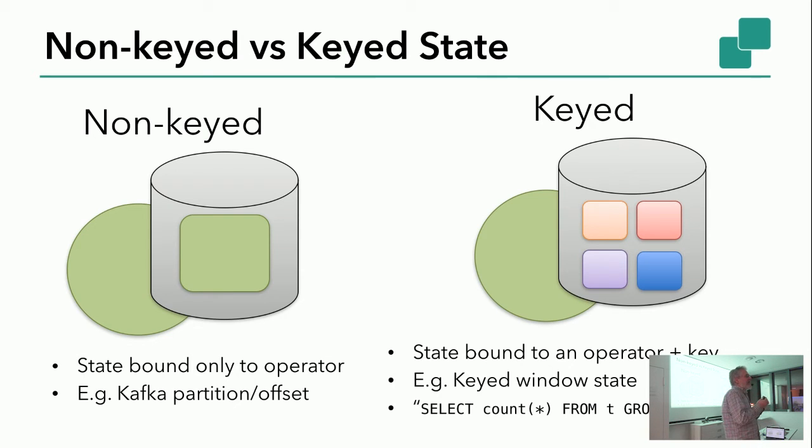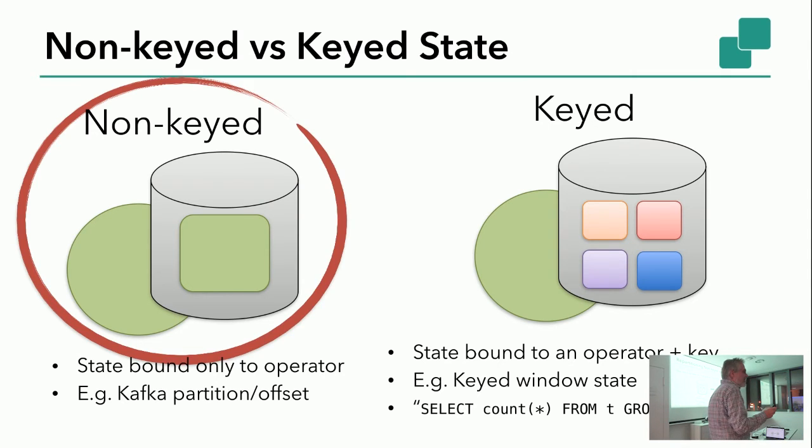Non-keyed state, a good example of that would be maybe the Kafka source implementation. What a source has to do is keep track of the offset. So in the case of Kafka, you've got a partition-offset pair, and that's what needs to be saved and restored if there's a failure, and that's what's meaningful about the state of the Kafka connector. So with non-keyed state, the state is only bound to an operator, and with keyed state, there's a combination of an operator and a key involved, because each value of the key has its own separate state value.